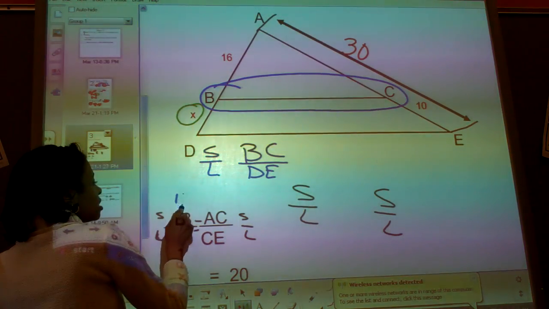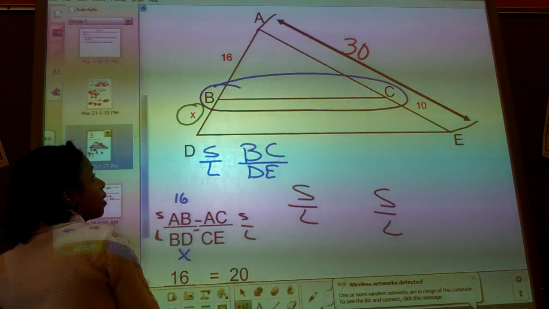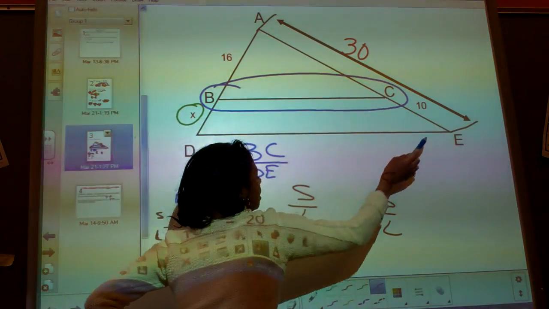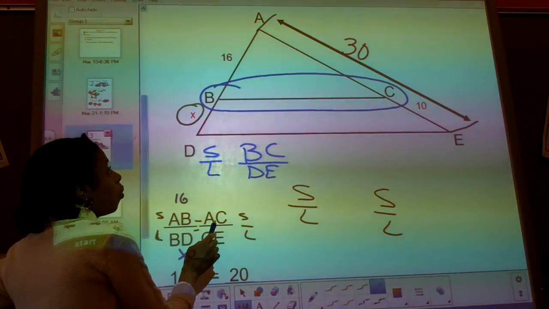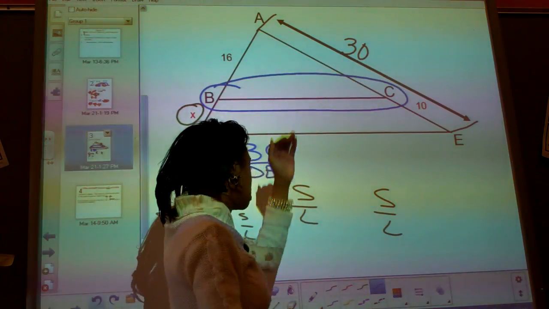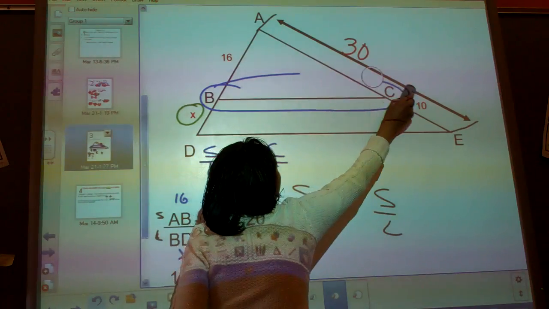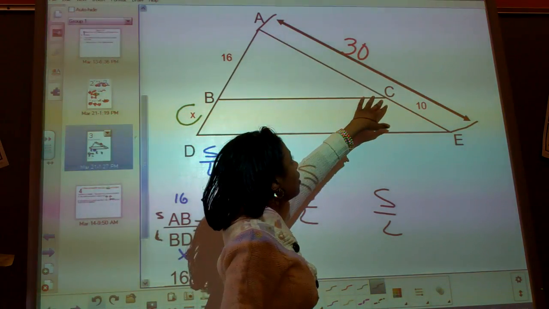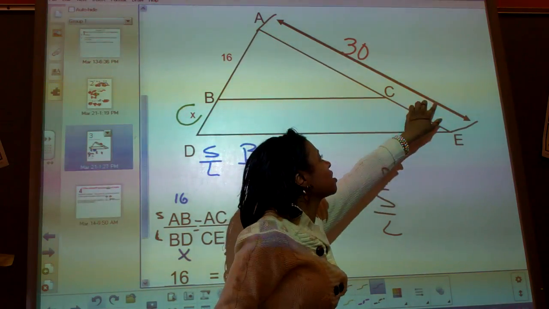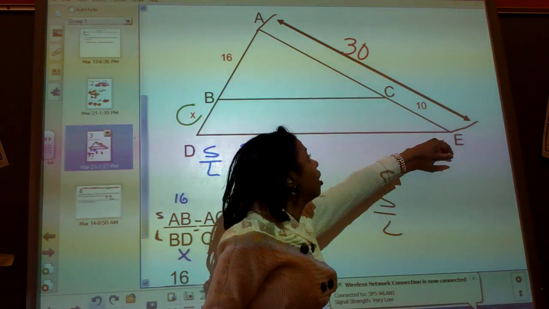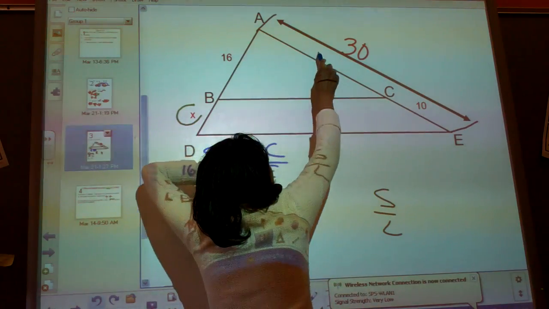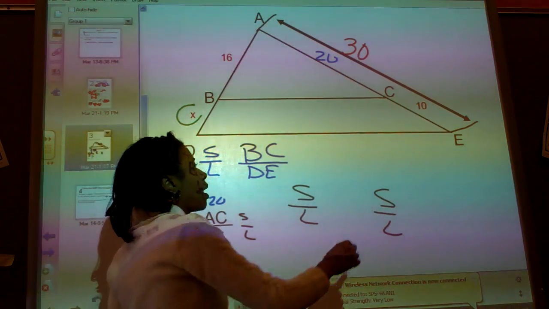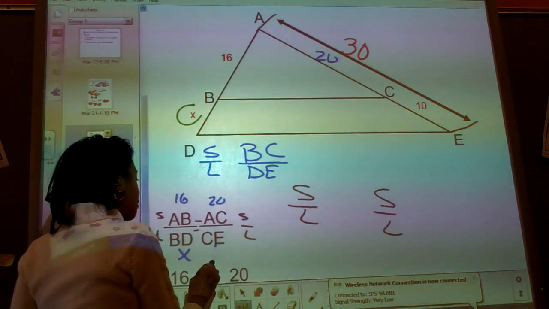So I know I'm going to have a 16 there and an X there. And then AC over the corresponding CE here. Well, what's AC? I don't see a number for AC. Really easy. If I look carefully, I do know the length of AC. I see the full length AE is 30 and CE is 10. Well, 30 minus 10 means that this has to be 20. So I'm going to know AC is 20 over the corresponding CE, which is 10.